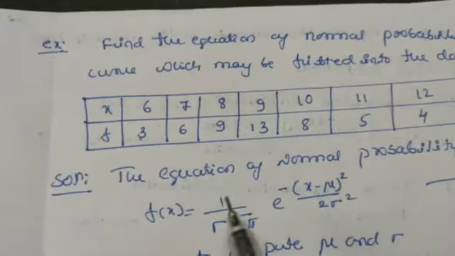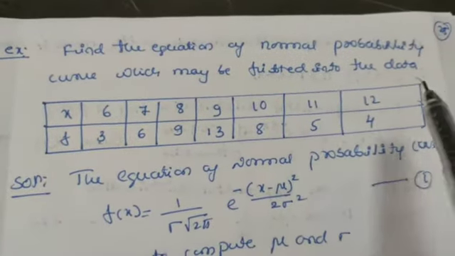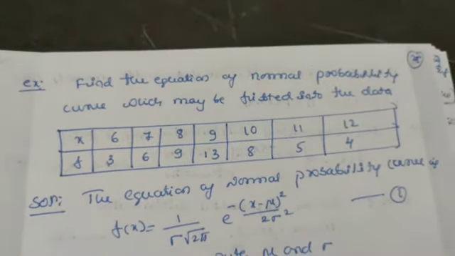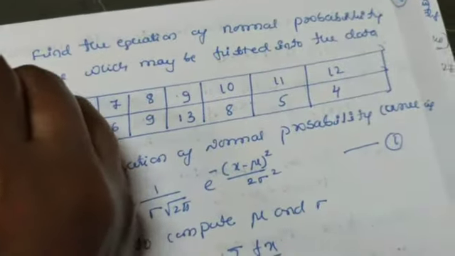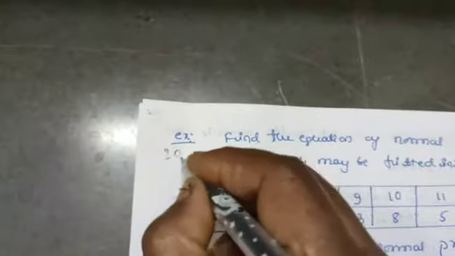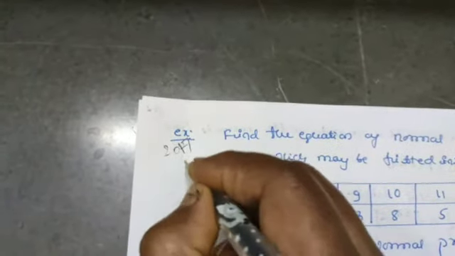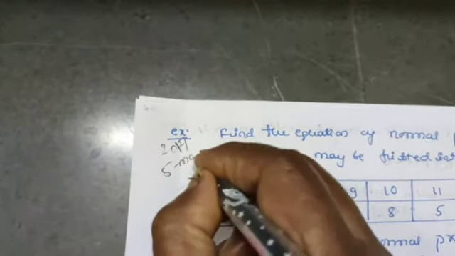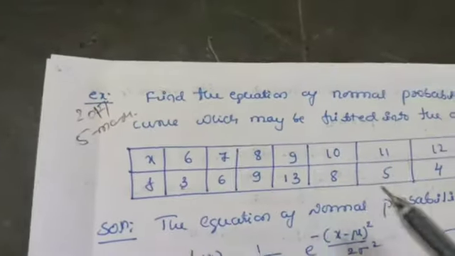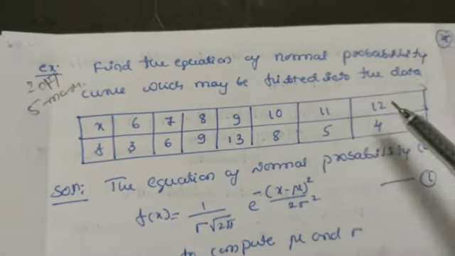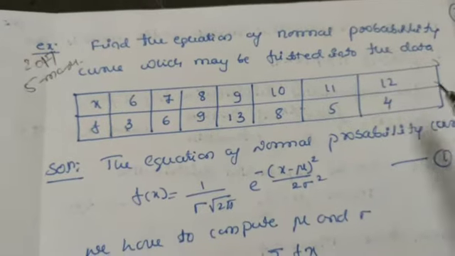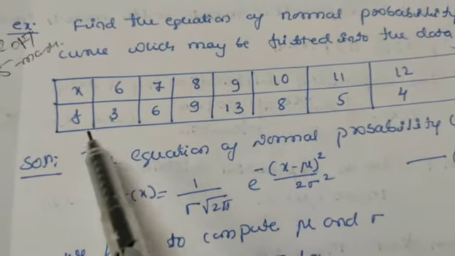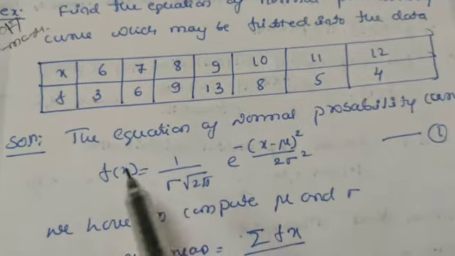Let us take one more example. Find the equation of a normal curve. This question appeared in 2017 for 5 marks. Find the equation of a normal probability curve which may be fitted to the given data. Here x is given and f is also given in the table.